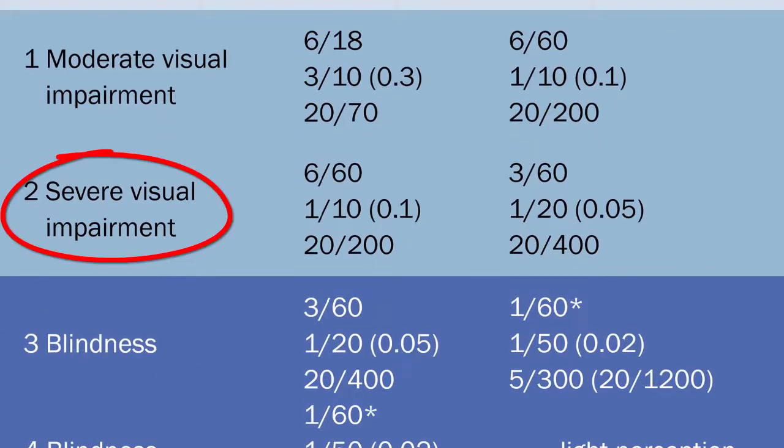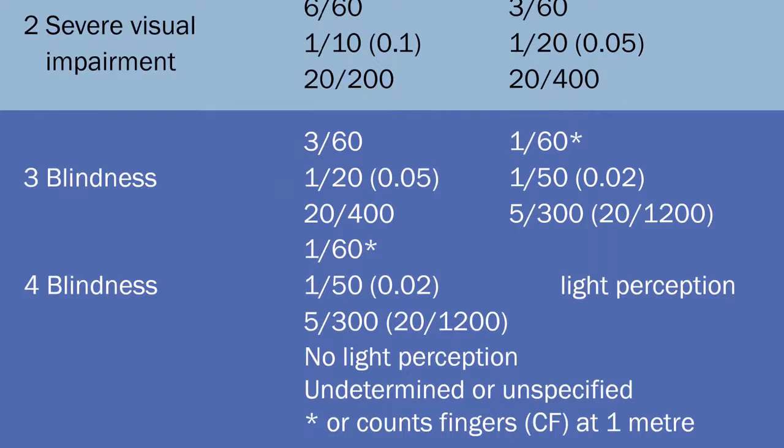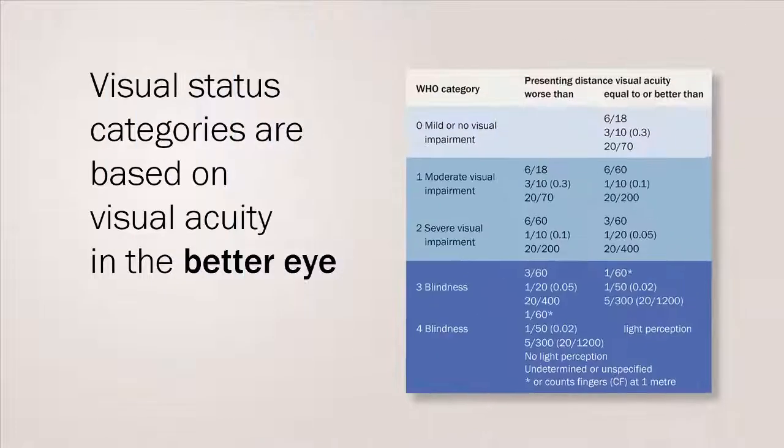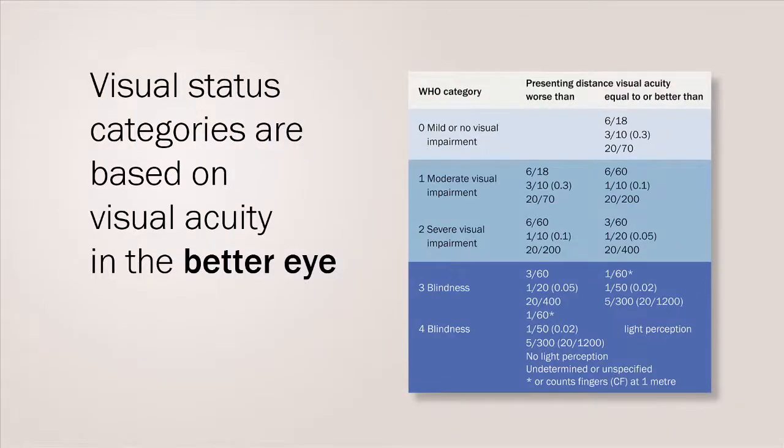Category 2 is severe visual impairment. In this category, vision is worse than 6/60, but equal to or better than 3/60. The final category is Category 3, blindness. In this category, vision is worse than 3/60. It's important to remember that visual status categories are based on visual acuity as measured in the better eye. Blindness is also used if the visual field is less than 10 degrees from the point of fixation.